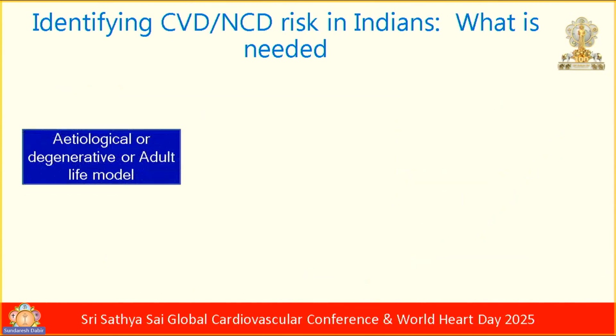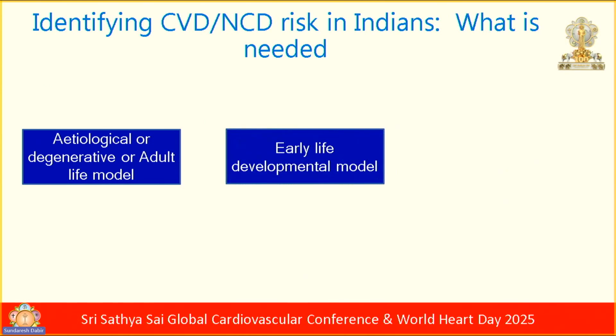So, identifying cardiovascular disease in Indians, what is needed? We have been fed on the Framingham risk model, and we have always thought it's the etiological or degenerative or adult model. So, you have a risk determinant, then you have a risk factor, and then you have the disease and tackle the disease. That's what we have been told for the last 60 or 70 years.